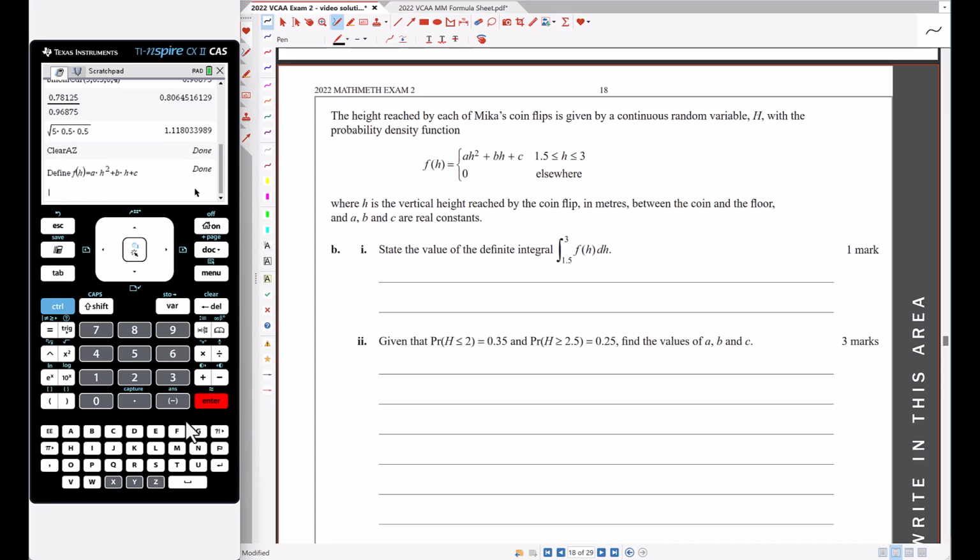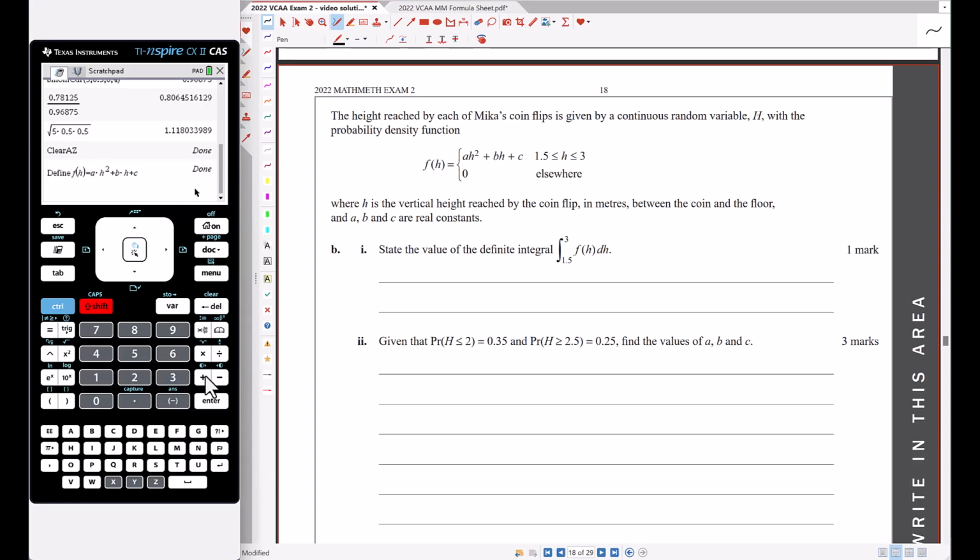I would never define a function with a domain restriction. There's no need to define this as a piecewise function because it's 0 elsewhere, so it's really just got one part to it. So I would just define the function, and then I would interpret my answers in the context of the domain throughout. So state the value of the definite integral.